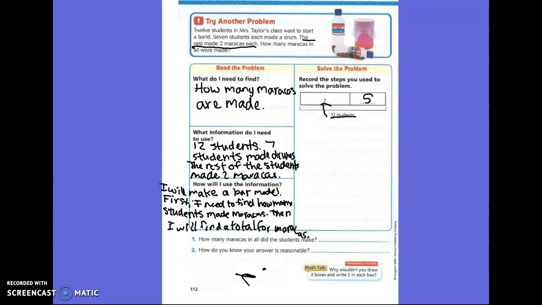Okay, so let's write that step first. First, no, over here. What box am I writing in? Listen, follow directions. First, you could add or subtract. You could subtract 12 minus 7 to find 5, or you can say 7, which is what you guys did, plus blank equals 12. The blank is 5. So then we need to write 5 students made maracas.